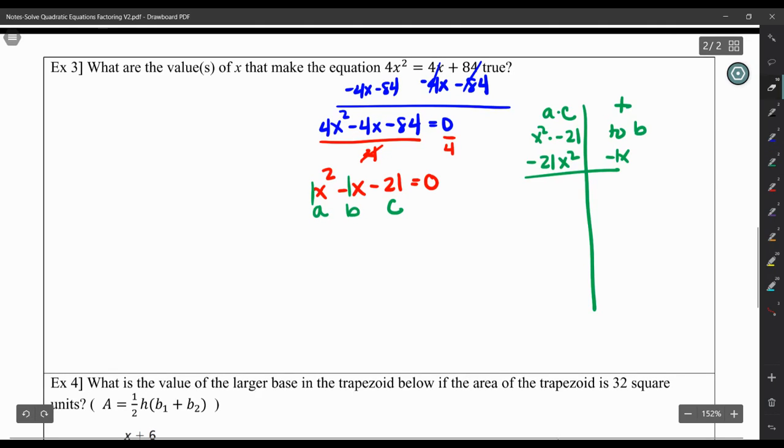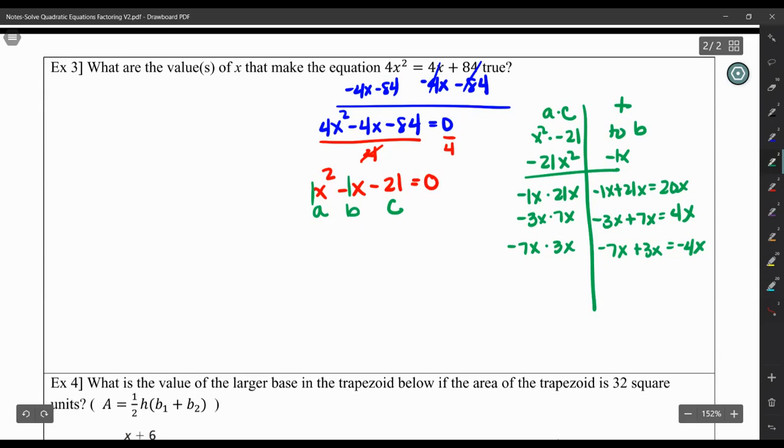Remember, this is your new a, this is your new b, and this is your new c. Okay? Pause the video and see if you can get this solved. If you get stuck and you're not sure where to go, then unpause the video. This may be one that is kind of weird. So this is where you stop.